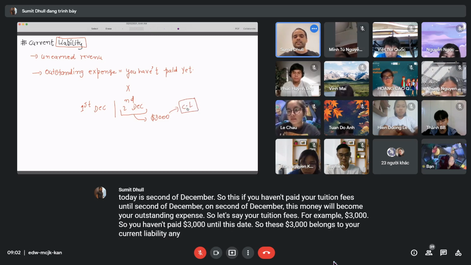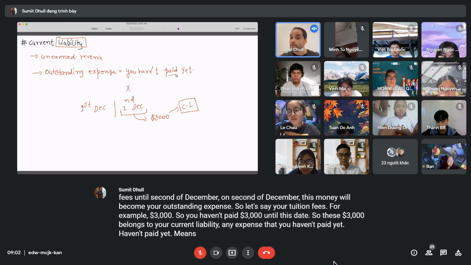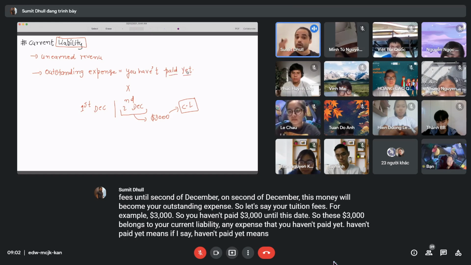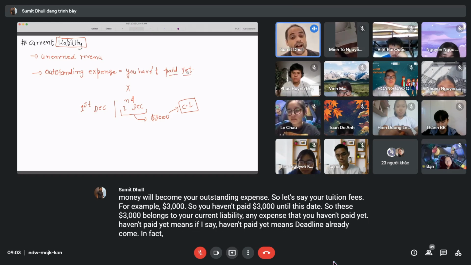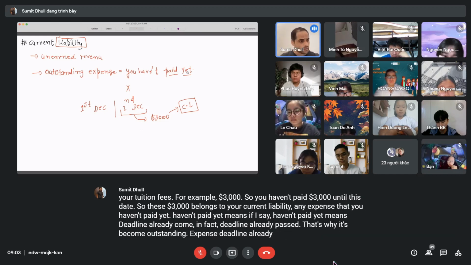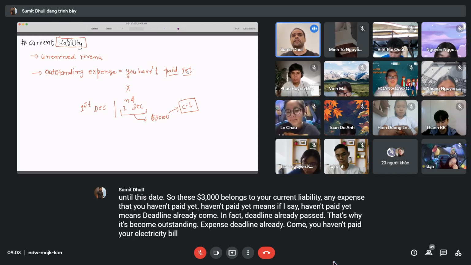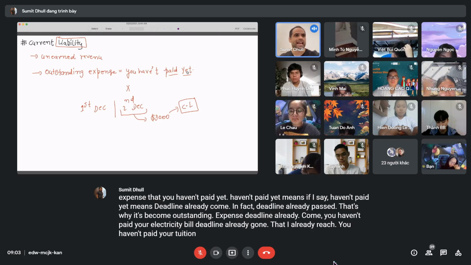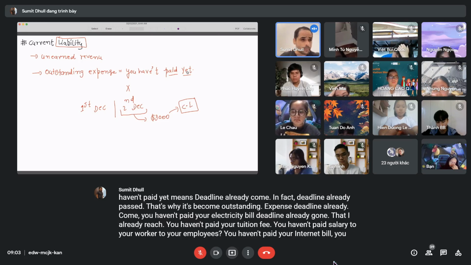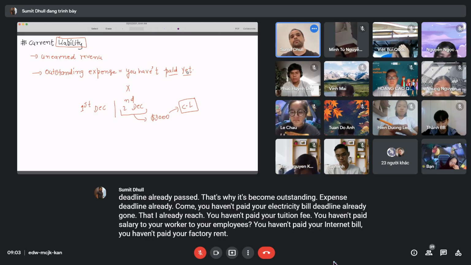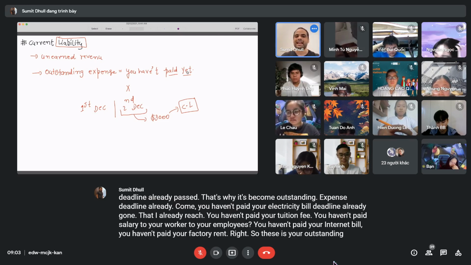Any expense that you haven't paid yet. Haven't paid yet means the deadline has already come, in fact, the deadline has already passed. That's why it becomes outstanding expense. You haven't paid your electricity bill, your tuition fee, the salary to your employees, your internet bill, or your factory rent. So this is your outstanding expense.